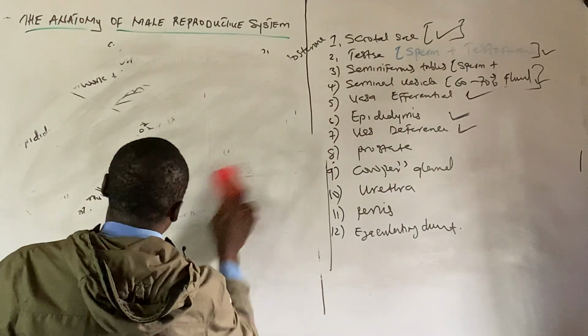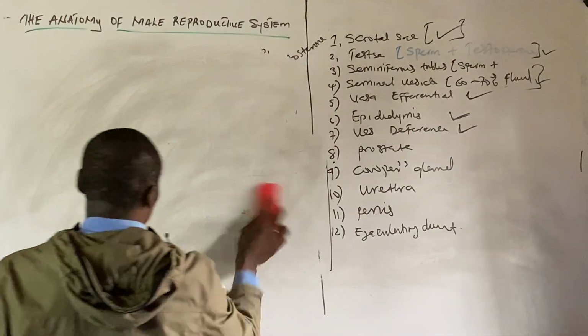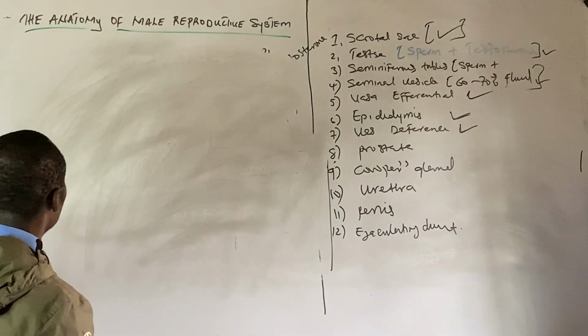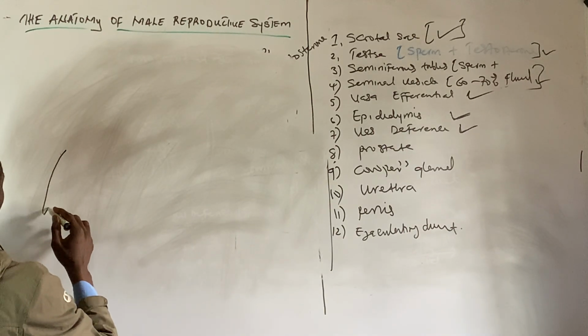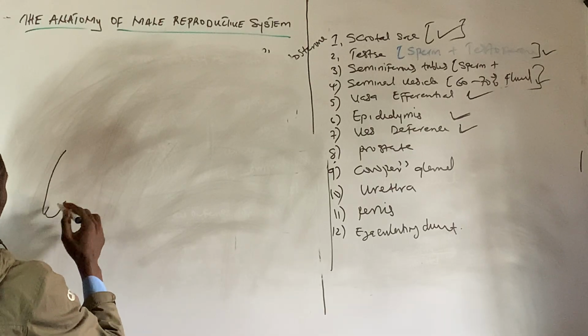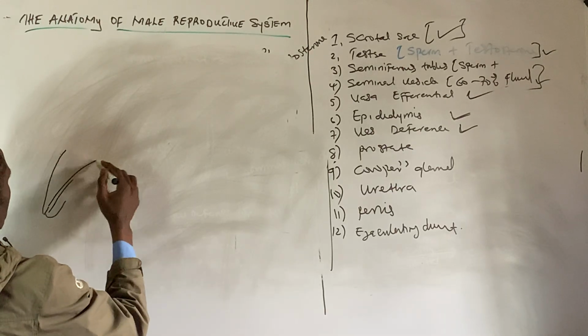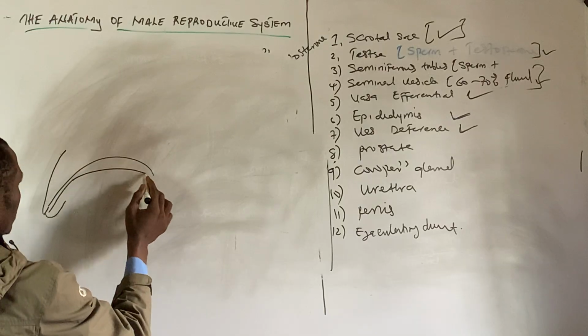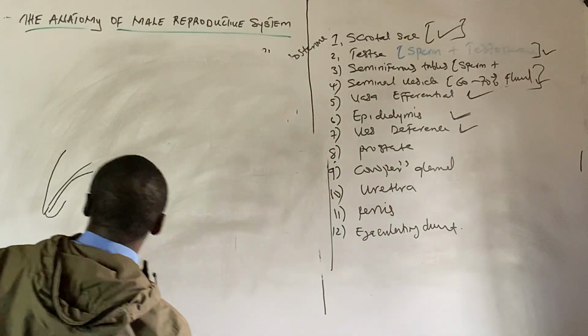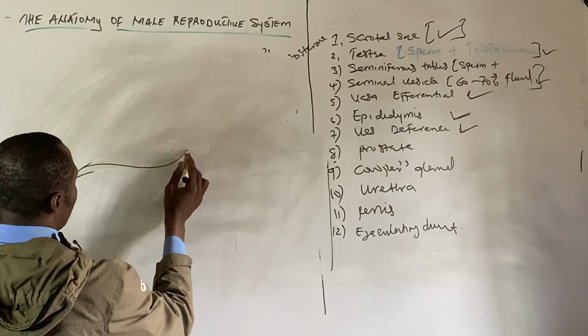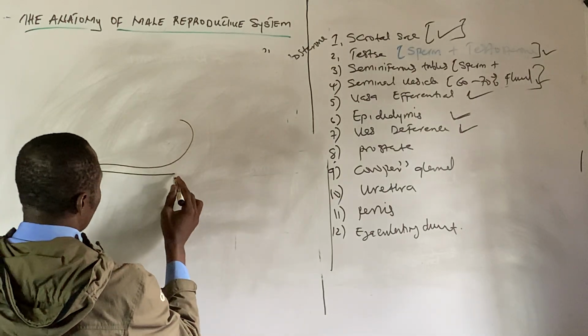Let's draw the male reproductive system. I'm not that artistic, but let's just manage the board. Let's see what we have here. Okay, how about something like this? Okay, just go with me.